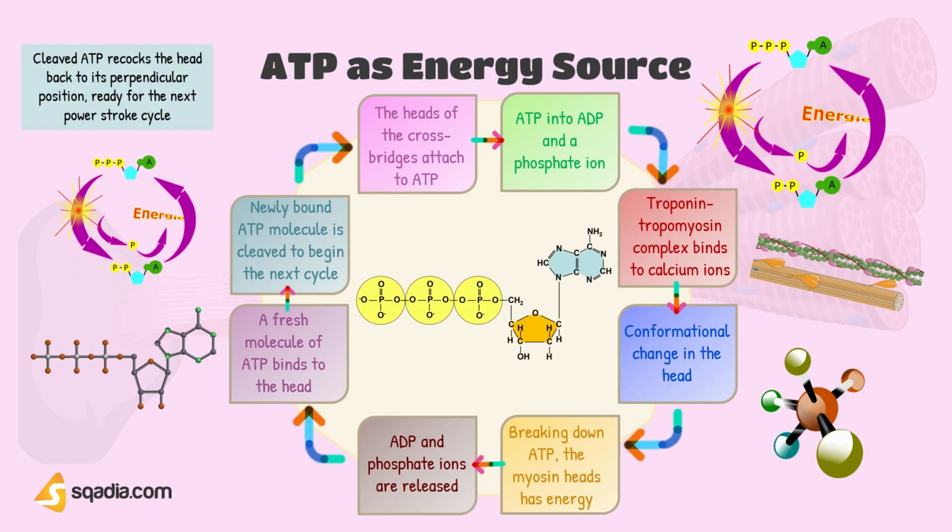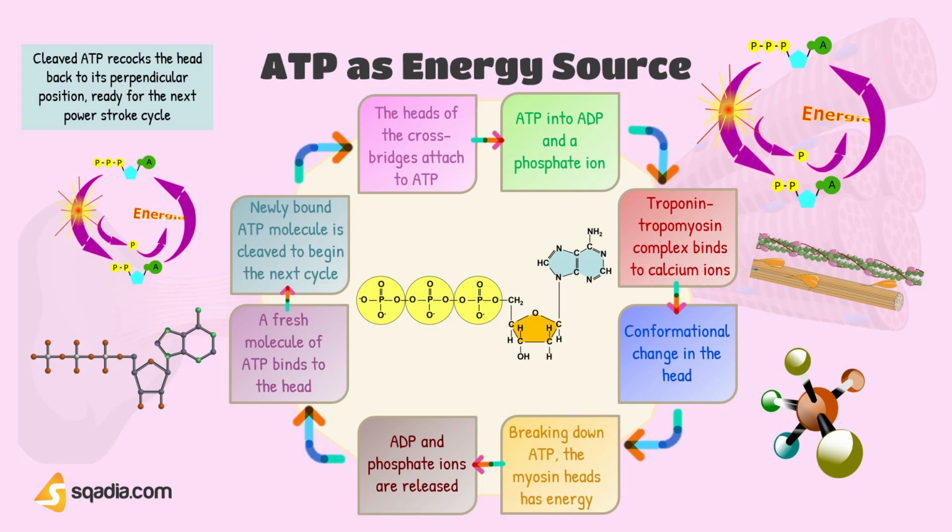This starts a new power stroke, where the energy stored in the cleaved ATP recocks the head back to its perpendicular position, ready for the next power stroke cycle. When the recocked head, with its stored energy from the cleaved ATP, attaches to a new active site on the actin filament, it becomes uncocked and provides another power stroke.